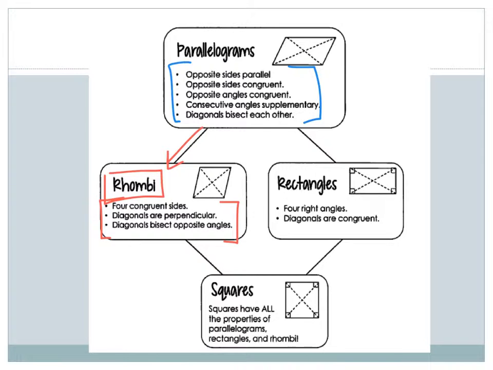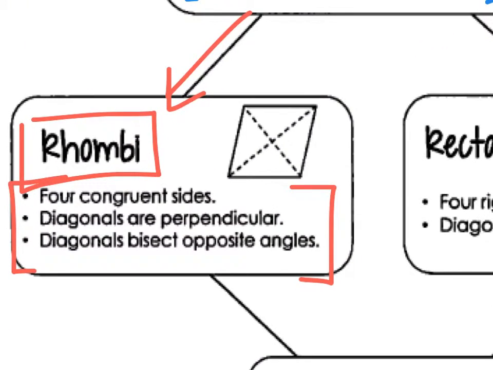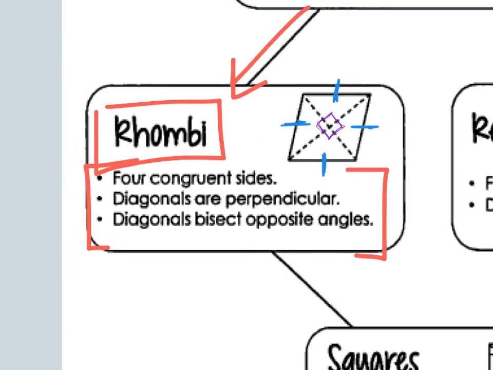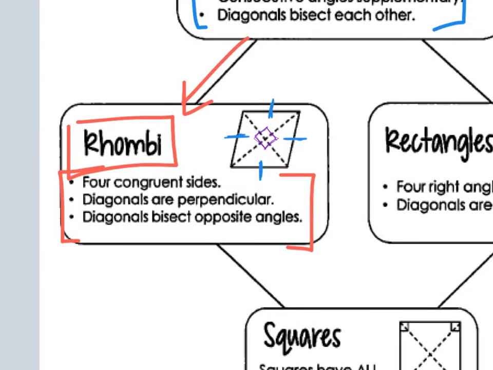Now, instead of just those parallelogram properties that still hold true, a rhombus has four congruent sides. So now all the sides are equal. The diagonals are now perpendicular, so if I zoom in here, every one of these creates a 90-degree angle. Okay, so it's almost like drawing a complete square in the middle, because now we have four right triangles that all have a right angle in the middle. Okay, and the diagonals bisect our opposite angles.